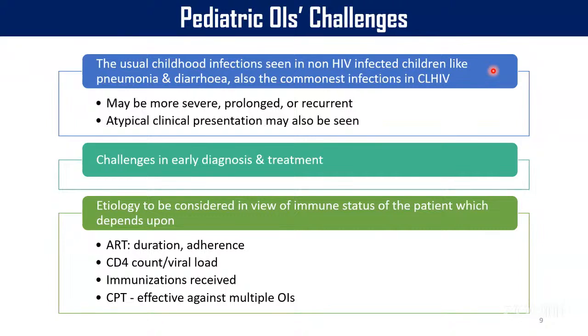We all know herpes zoster. Herpes zoster was never heard of in the pediatric age group before HIV. So HIV is the one condition which will predispose these children to herpes zoster. It's an atypical clinical presentation. So there are challenges in early diagnosis and treatment again. So etiology is to be considered in view of the immune status of the patient, which again depends on your ART, CD4 count, viral load, immunization received, and prophylaxis which a child is receiving.